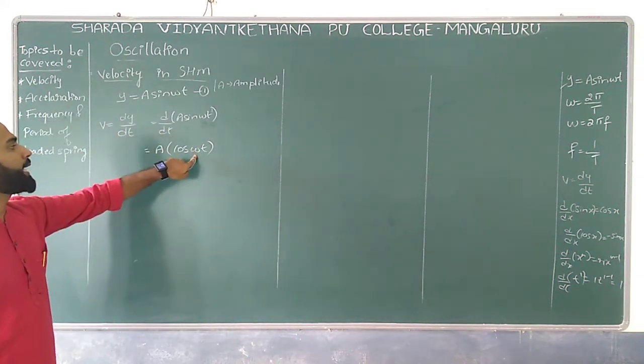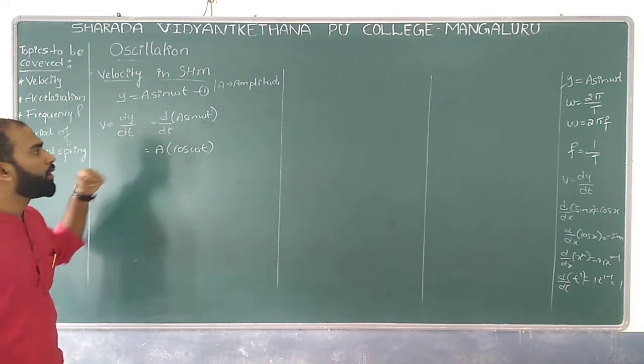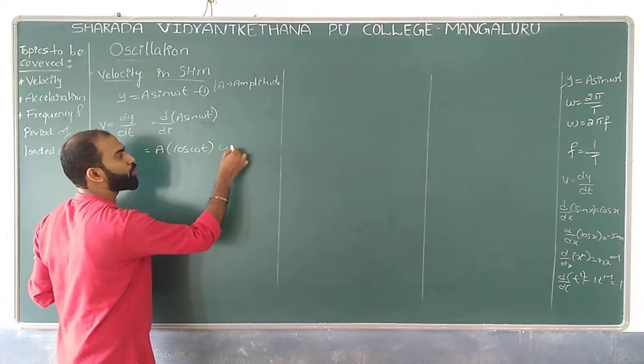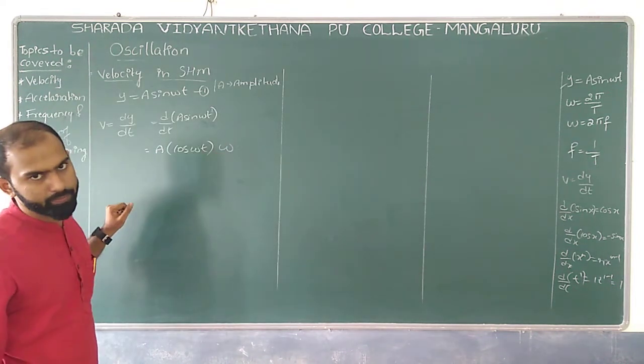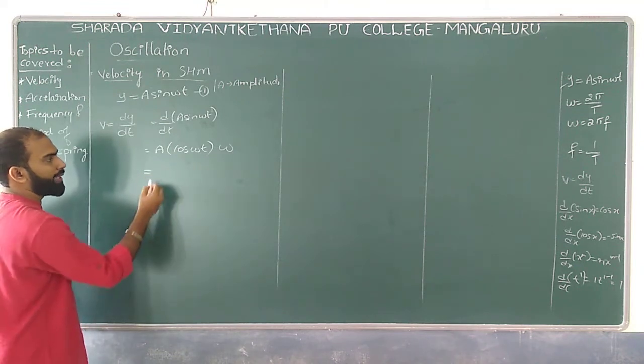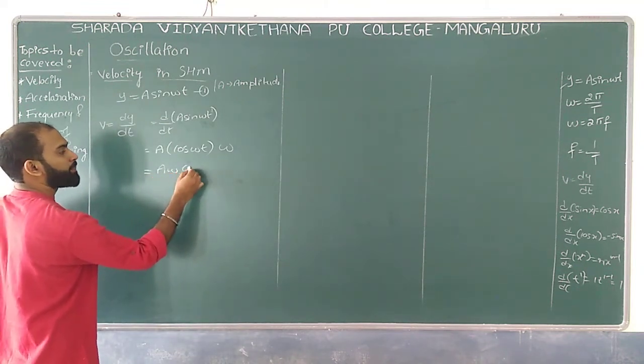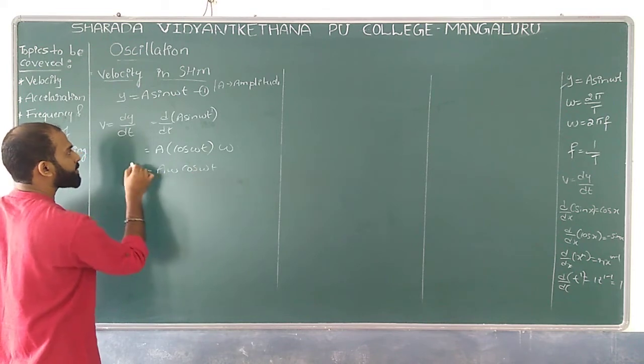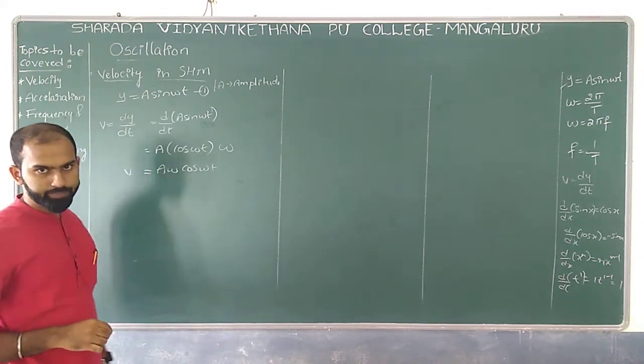So once again, suppose you do the differentiation of this. What I can expect is omega comes into the picture. Okay? So altogether, what can I write? A omega cos omega t is equal to velocity.